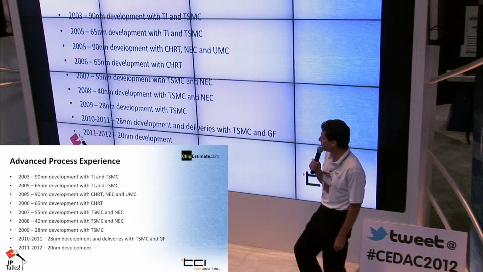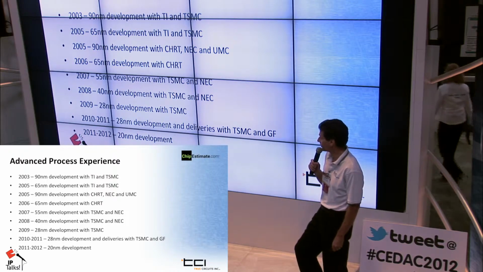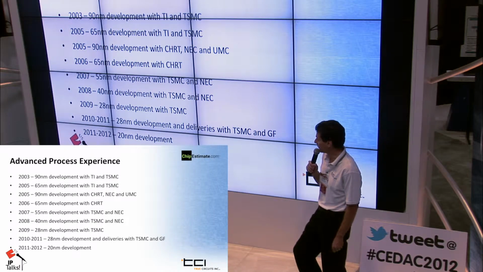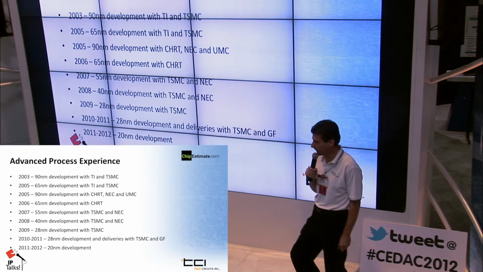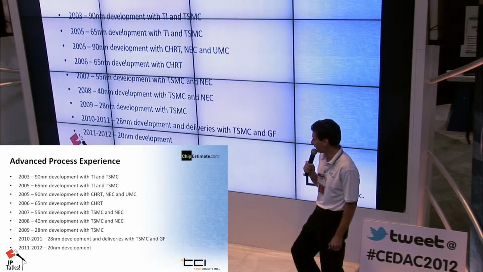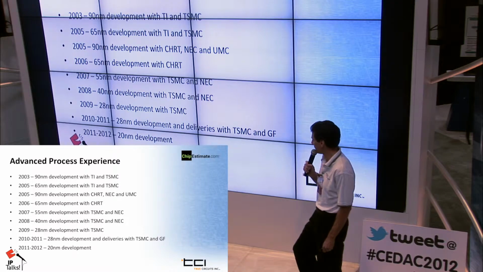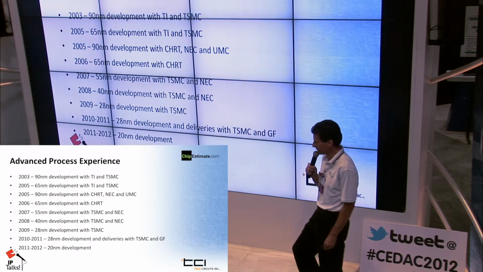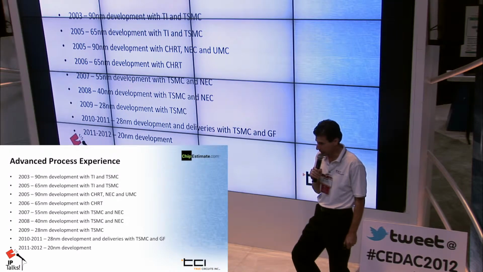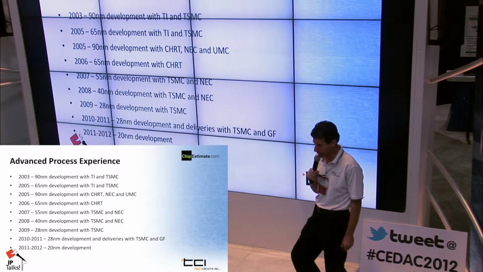So we've been at this for some time, over 14 years, and since then we've gone from quarter micron all the way down to now 20 nanometer development. At this point, our 28 nanometer IP is fully verified in all of the different flavors of TSMC and Global Foundry, and they are being shipped right now to customers.